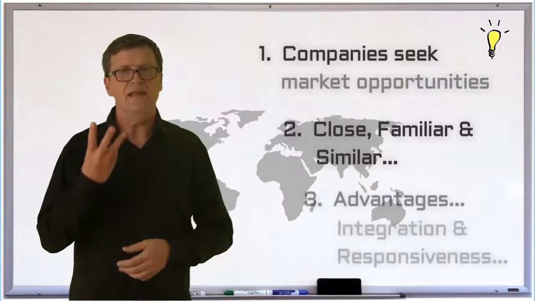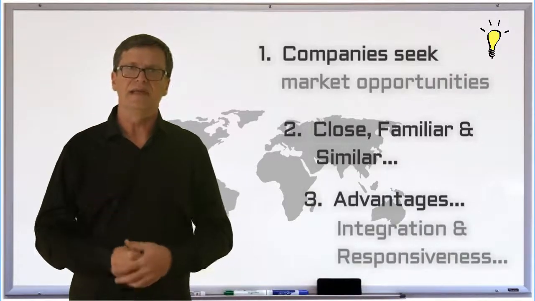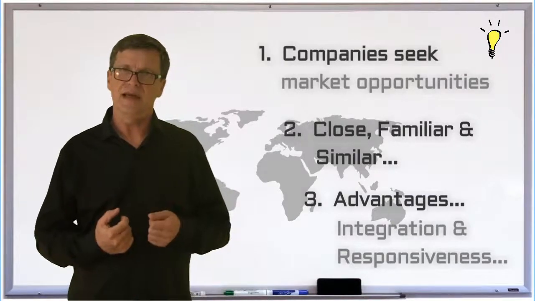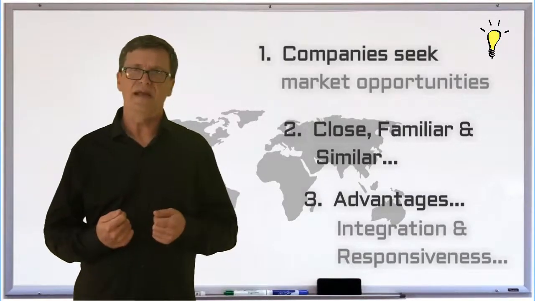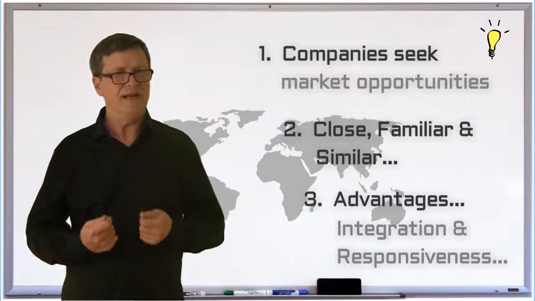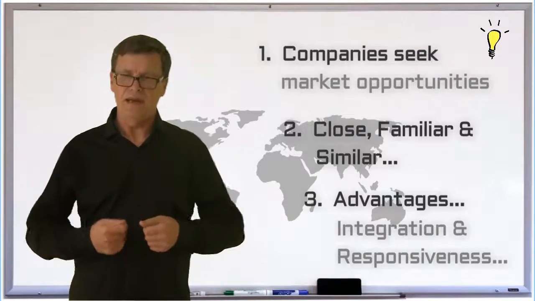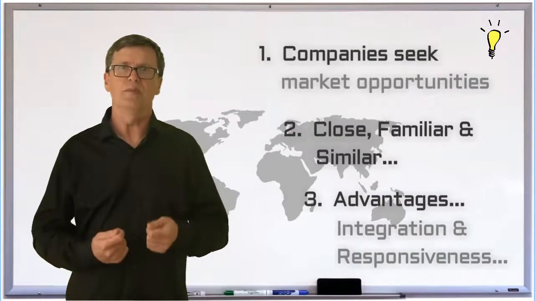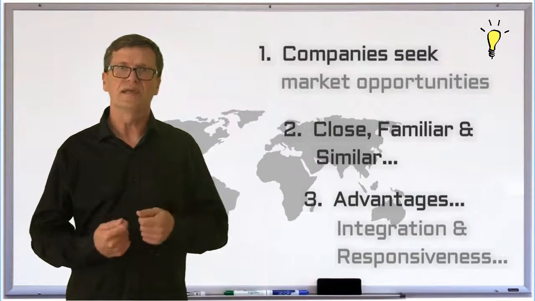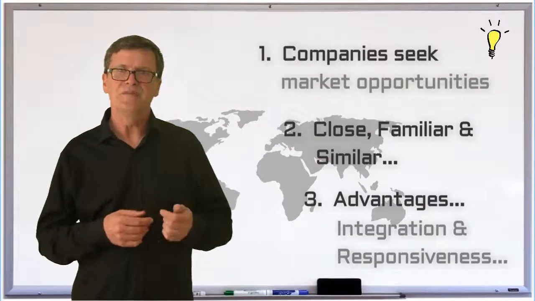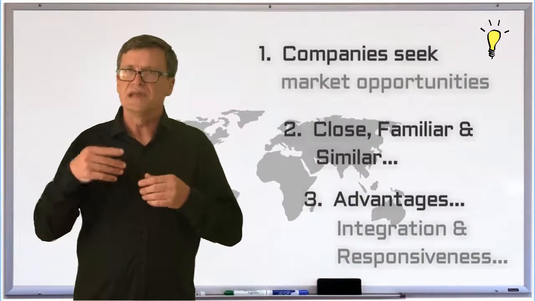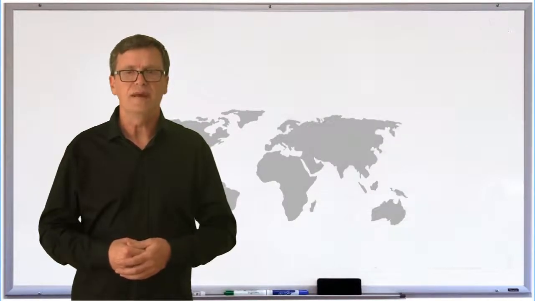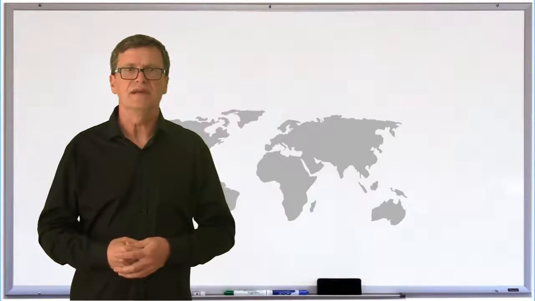And finally, the third lesson is that companies must always consider their advantages. For example, do they have ownership advantages? Do they have internalization advantages? And do they have location advantages which might influence how they operate abroad? And they must also consider the needs for integration or local responsiveness on each foreign market being considered in order for them to be successful in international business.